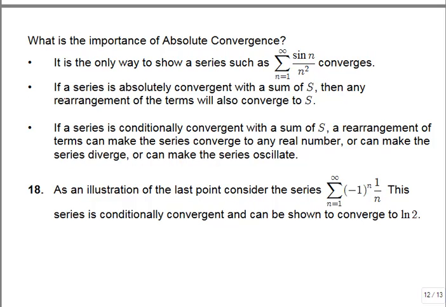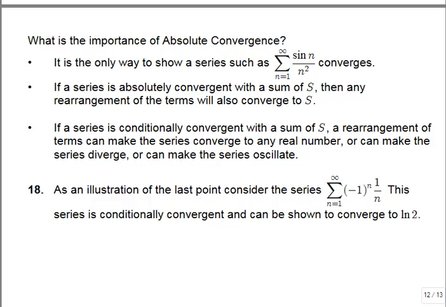Another thing to note is that if a series is absolutely convergent with the sum of s, then any rearrangement of the terms must also converge to s. However, if a series is conditionally convergent with the sum of s, a rearrangement of the terms can make the series converge to any real number, or you can make the series diverge, or you can make the series oscillate. So strange things can happen if you only have a conditionally convergent series. So absolute convergence is a stronger statement.